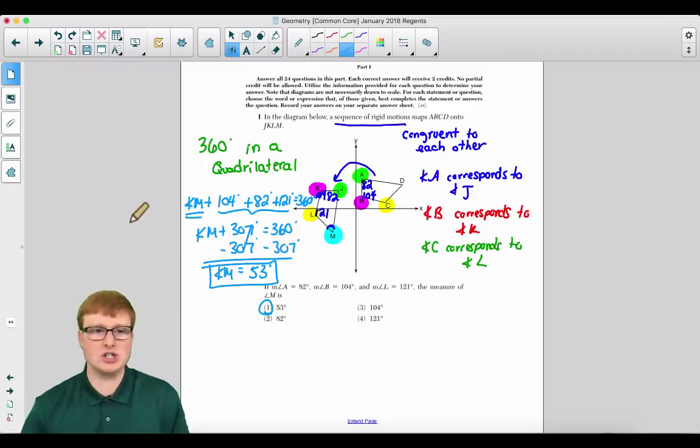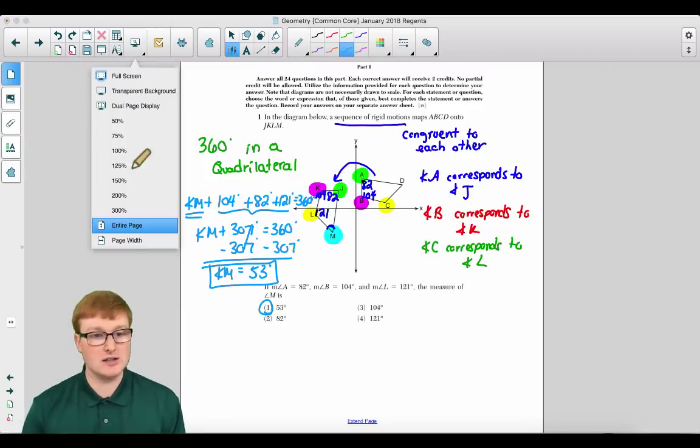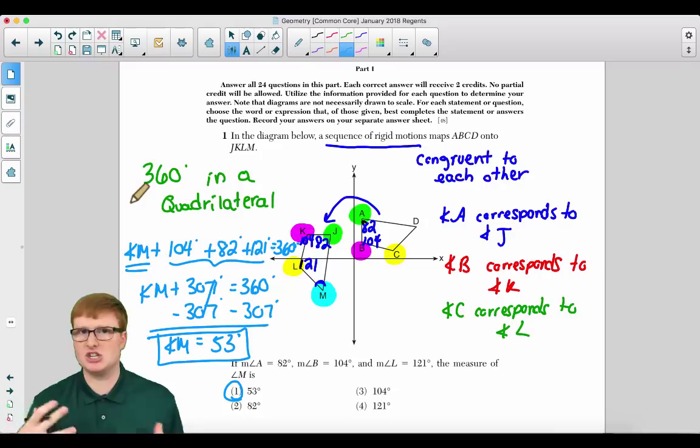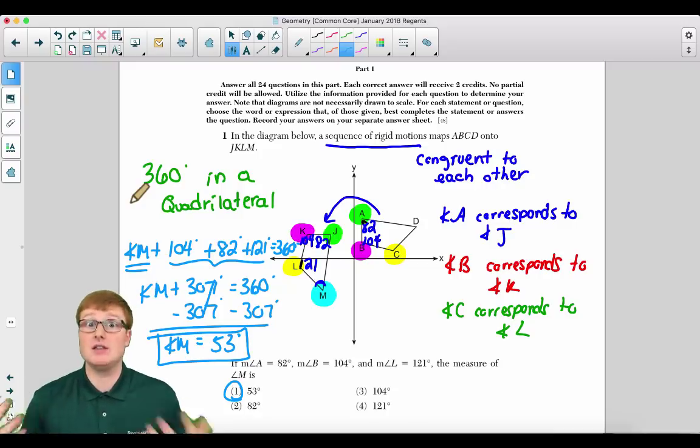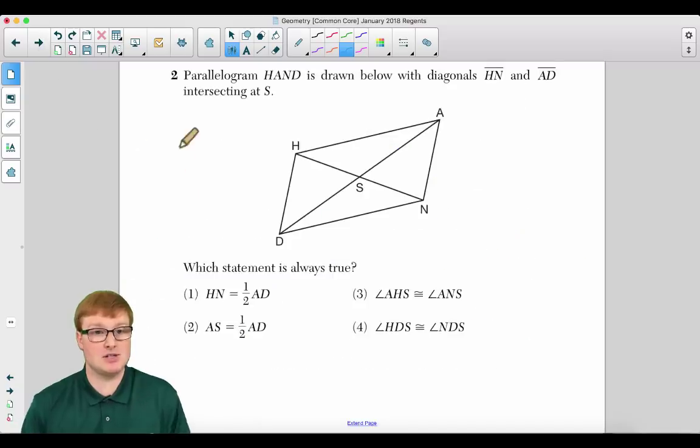Not too hard of a question, just had to know your basic rigid motion properties. Just understand that if you have a sequence of rigid motions, the figures are congruent to each other. Okay, moving on to number 2.